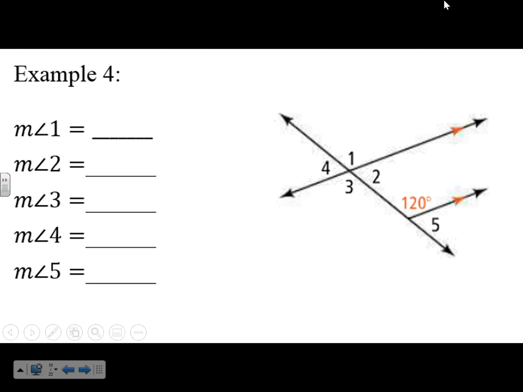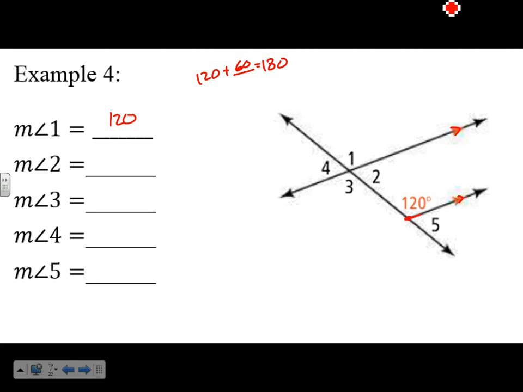Now this one looks a little bit different, but realize these lines are still parallel. They just stop right here. This is a ray, not a line, but everything's the same. 120 plus blank is 180. It's got to be 60. So angle 1 is 120 because it's corresponding.